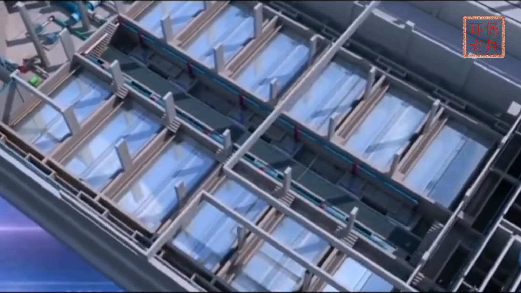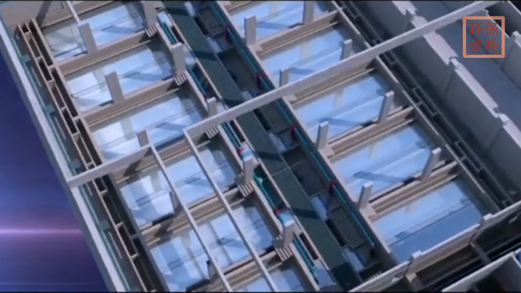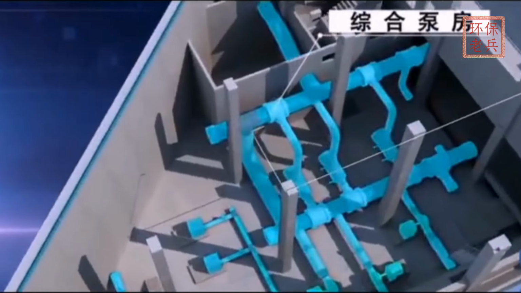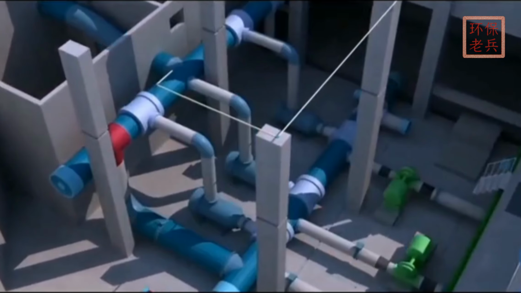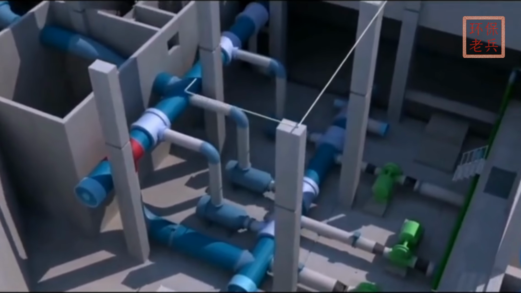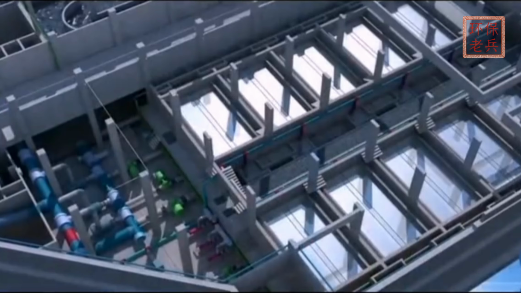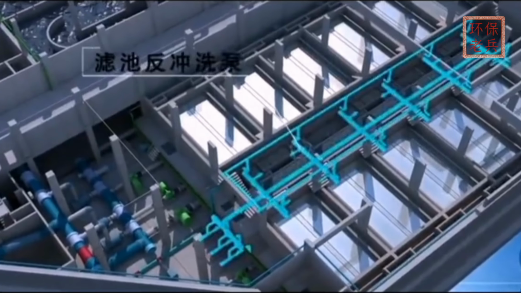The remaining wastewater flows into the sand filter beds of the V-type filter for filtration. The filtered water enters the disinfection tank and then goes to the combined pump house. Depending on the application, the purified water is used in 3 ways.